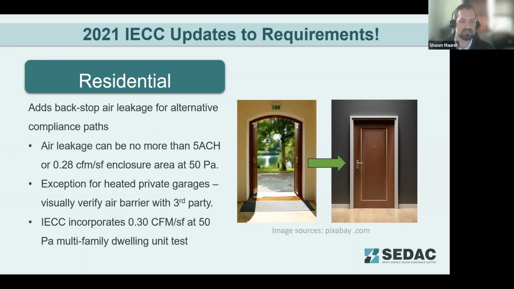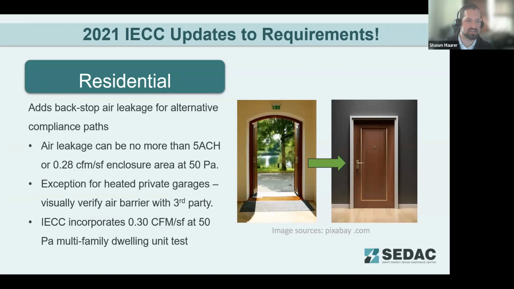The IECC also incorporates a 0.3 CFM per square foot at 50 pascal multifamily dwelling unit test, which is slightly different from the Illinois amendment in the 2018 IECC. So it's a little bit less stringent than what we currently have per the Illinois amendments, but it will now be standard in the IECC to have that 0.3 CFM per square foot of envelope area for multifamily dwelling unit testing.